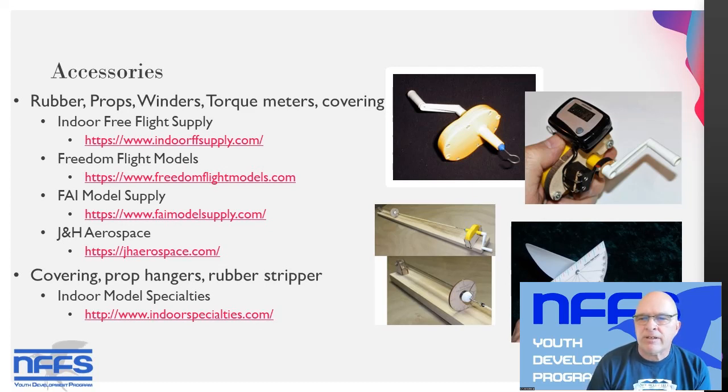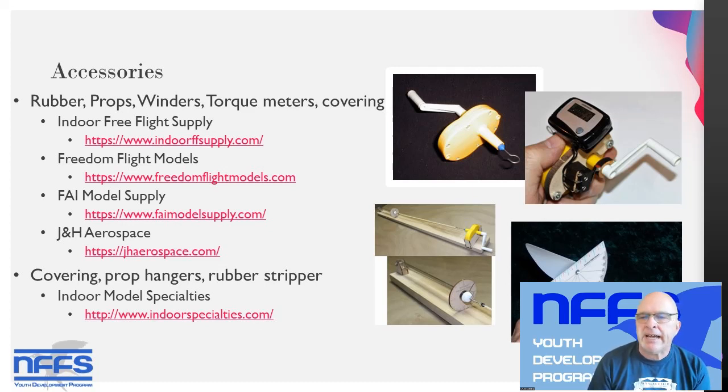Freedom Flight Models, one of the kit makers, has a full line, including a winder with a counter. He's got a good torque meter and a bench, or a winding jig, to mount the winder onto after you wind, so you can transfer the rubber to the plane. Very good supplier, has everything you need for Science Olympiad.